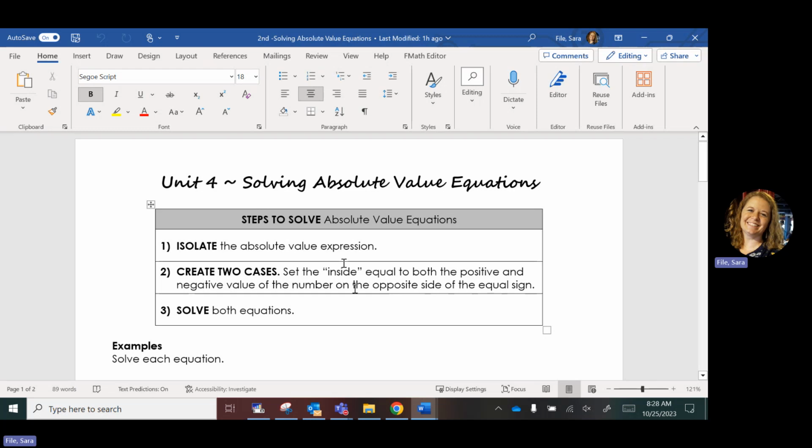Now, if you want to make a note on here, you don't have to do step 2 if that number on the opposite side is negative, right? Because if when you isolate that expression and it's equal to a negative, there's no solution, okay? So most often, yes, we're going to create 2 equations and then solve both equations. But there's always that possibility that if it's set equal to a negative, there's no solution. Or if it's set equal to 0, there's only going to be one solution. We're only going to have to create one case and solve it because it's going to be equal to 0. And 0 doesn't have a positive or a negative, so it doesn't split into 2, right?